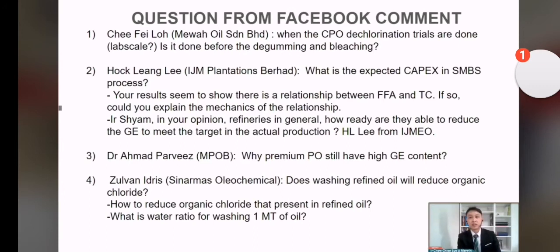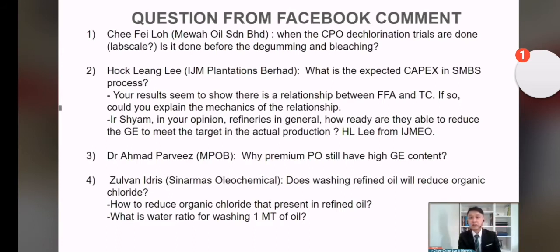On the capex of the SMBS, until present, as I mentioned earlier, we are doing this at lab scale, so we don't have the capex for the SMBS for now. As I mentioned earlier, the cons of this method are high oil losses, and also the OPEX cost is high.